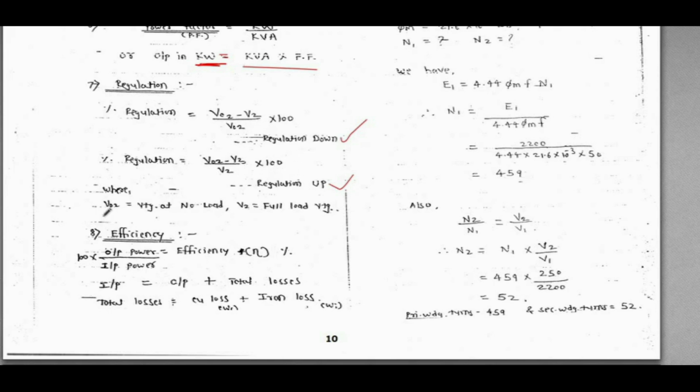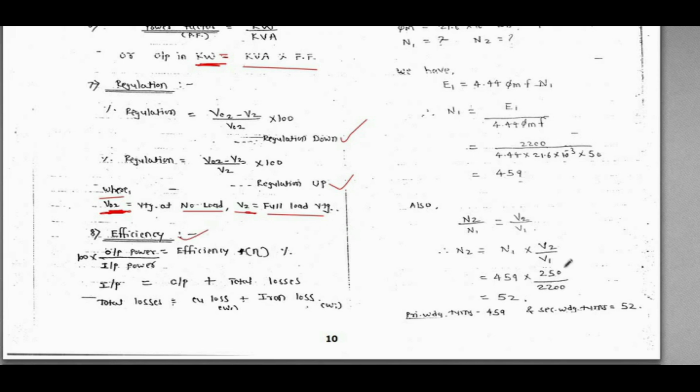Okay, where V02, what is V02? You know that V02 is a voltage at no load. Okay, secondary voltage at no load. 2 stands for secondary, 0 stands for no load. And what is V2? Full load secondary voltage.